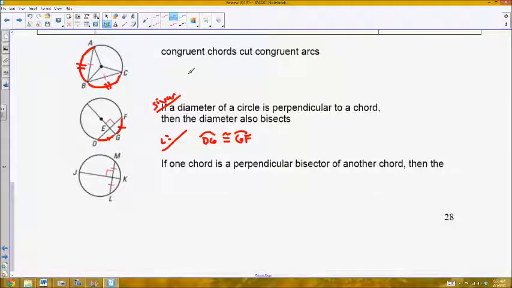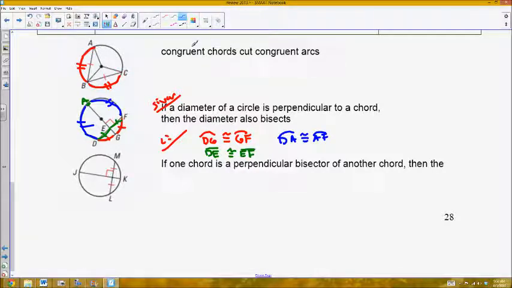I could also conclude that segment DE is congruent to EF. Okay, so I know that this segment is congruent to this segment. And also, if I throw a point in here, say A, I would also know that these two arcs would be congruent to each other as well. So DA would also be congruent to AF. So there's a lot of congruence statements that I can make from that.